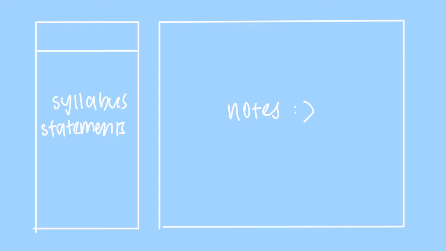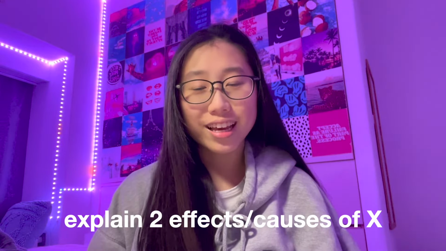I will link an example template in the description below, but essentially I just went through the textbook and also went through my class notes and put in everything in the relevant section. Now for the second way, which in my opinion was the most helpful. In my GCSE exam, I did Edexcel history, and they always had an 8-mark question that was explain 2 effects of X, or for the China unit, explain 2 causes of X.